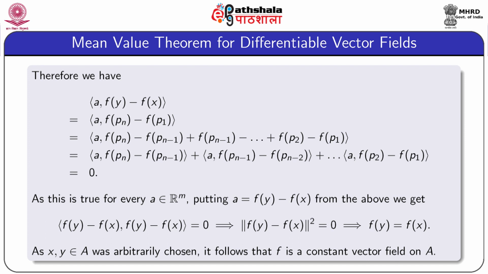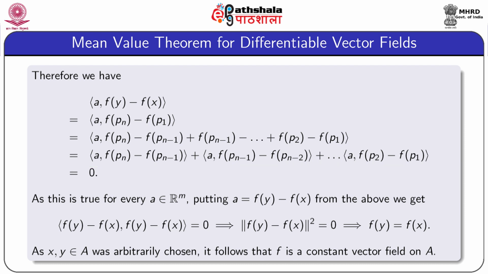Therefore, we have inner product a with fy minus fx. We recall here y is pn and x is p1. So, this equals inner product of a with f pn minus f p(n minus 1) plus f p(n minus 1) and so on, lastly f p2 minus f p1. Now, using the additivity property of inner product, we express it as inner product a, f pn minus f p(n minus 1), plus inner product a, f p(n minus 1) minus f p(n minus 2), up to inner product a, f p2 minus f p1, and we know it is nothing but 0.